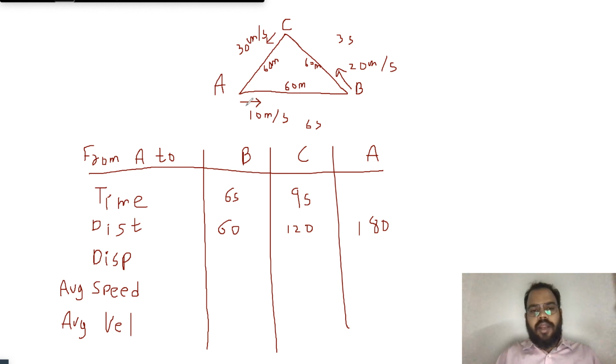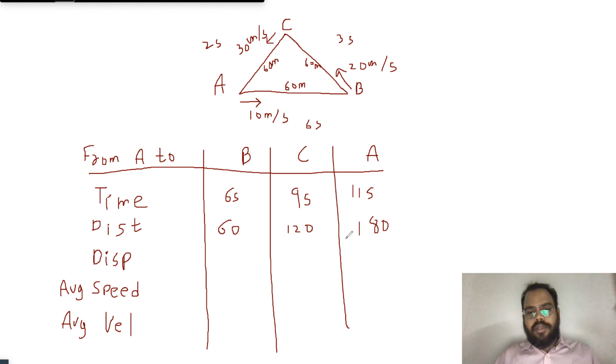And lastly I have to find the time taken to move from A to B, then B to C, and then C to A. So I'll calculate the time from C to A. Time from C to A will be 60 divided by 30, that is 2 seconds. So my total time will be 6 plus 3 plus 2; 6 plus 3 is 9, and 9 plus 2 is 11 seconds. So I got my time. From A to B my time is 6 seconds, A to C my time is 9 seconds, and A to A my time is 11 seconds.